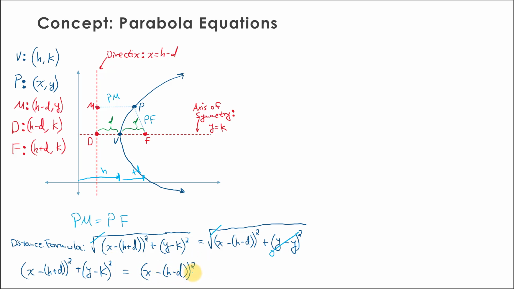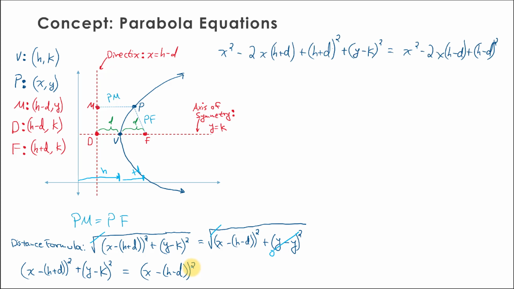Okay, so now we have a lot of expanding, a lot of room for error on this type of proof, but it is all math that we are very capable of doing. So all I'm doing in this step is foiling out this x minus h plus d quantity squared, and I'm foiling out my x minus h minus d quantity squared. When I do that, I get x squared minus 2x times h plus d, plus h plus d quantity squared, equals y minus k quantity squared. And I'm going to leave that as it is throughout this proof, and you'll see y at the end.